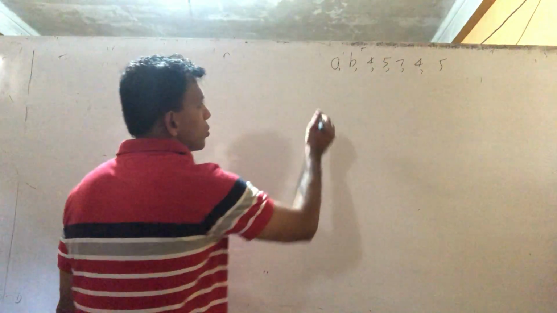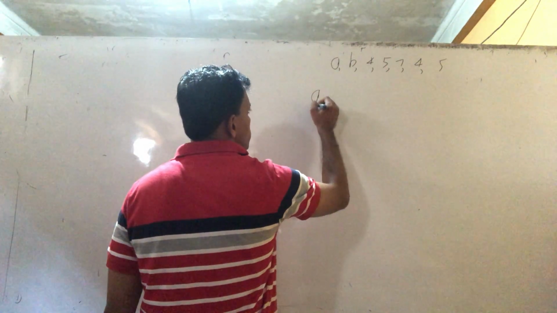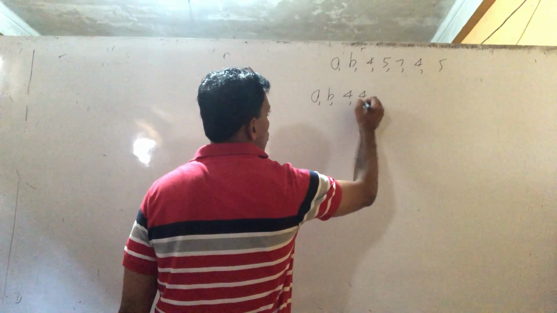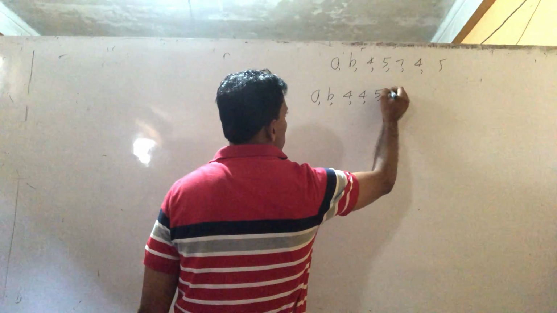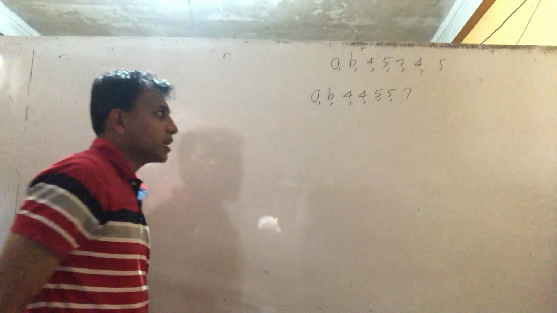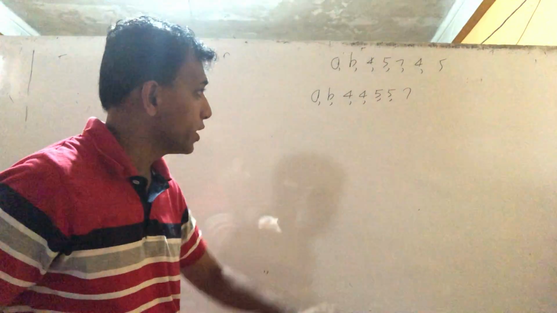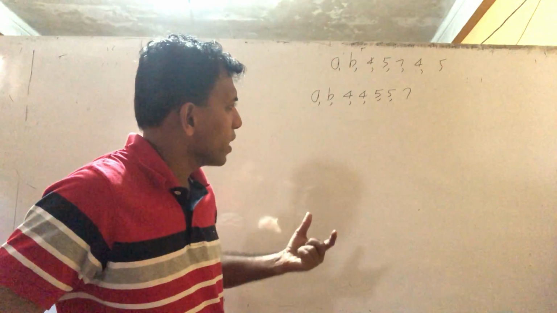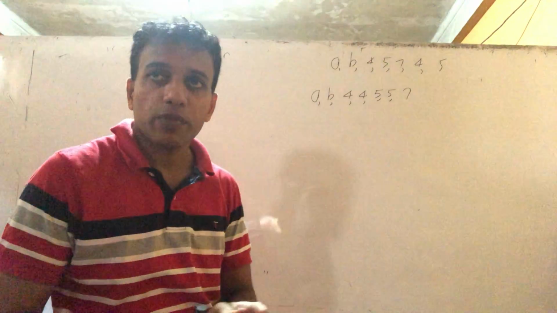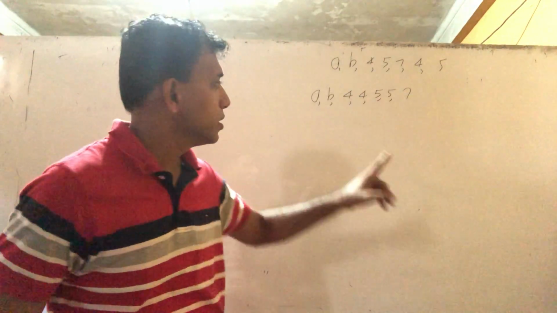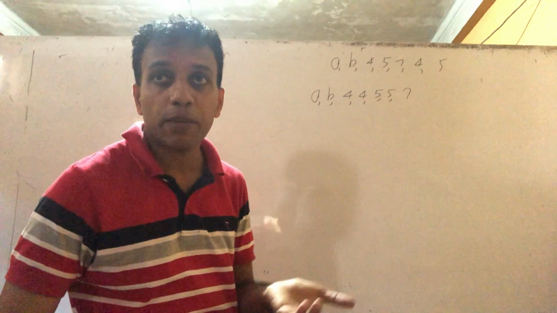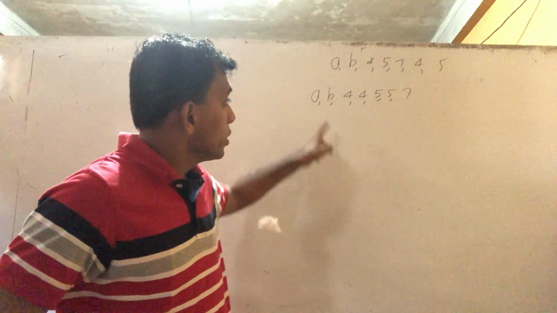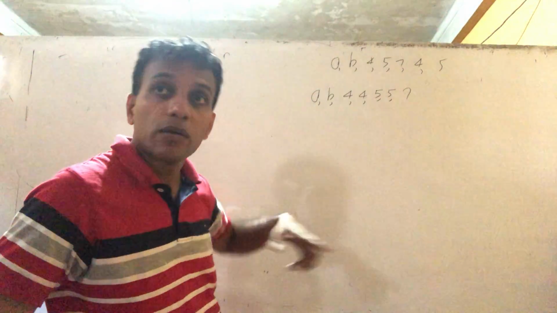Okay, so if I show this in ascending order: A, B, 4, 4, 5, 5 and 7. These are the 7 numbers. What may be the mode? For example, A is 4, B another number. So 4 occurs 3 times, mode can be 4. Or A is 5, mode can be 5. Or here 7, here 7, mode is 7.